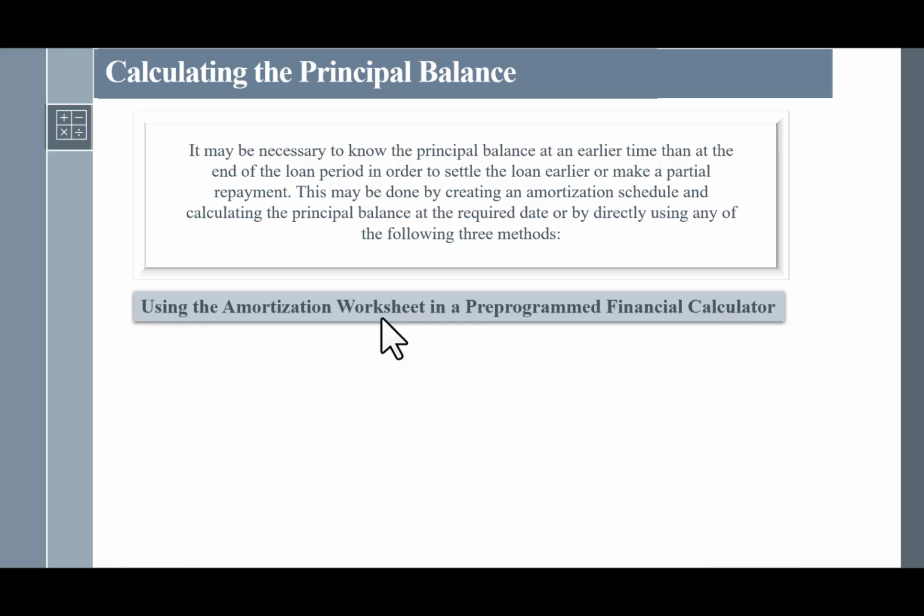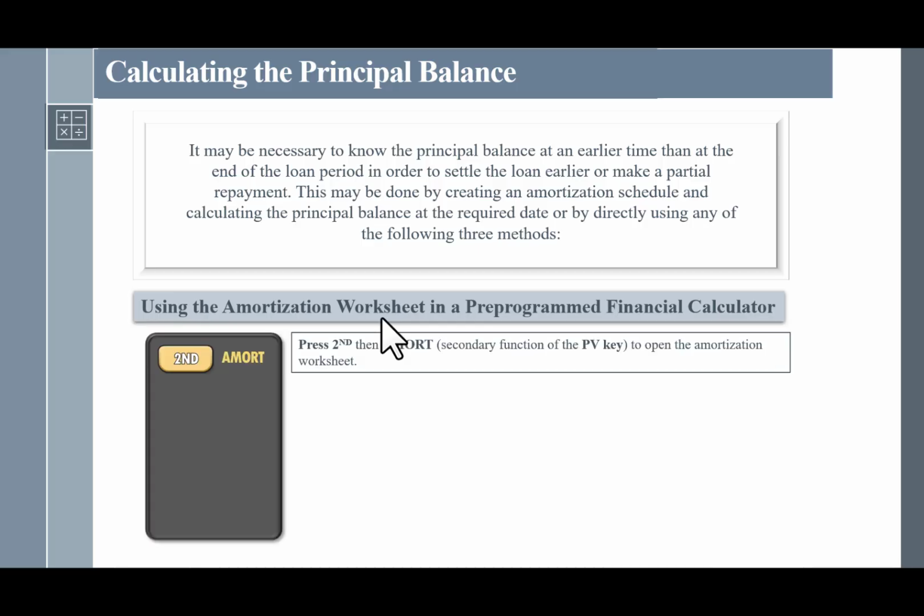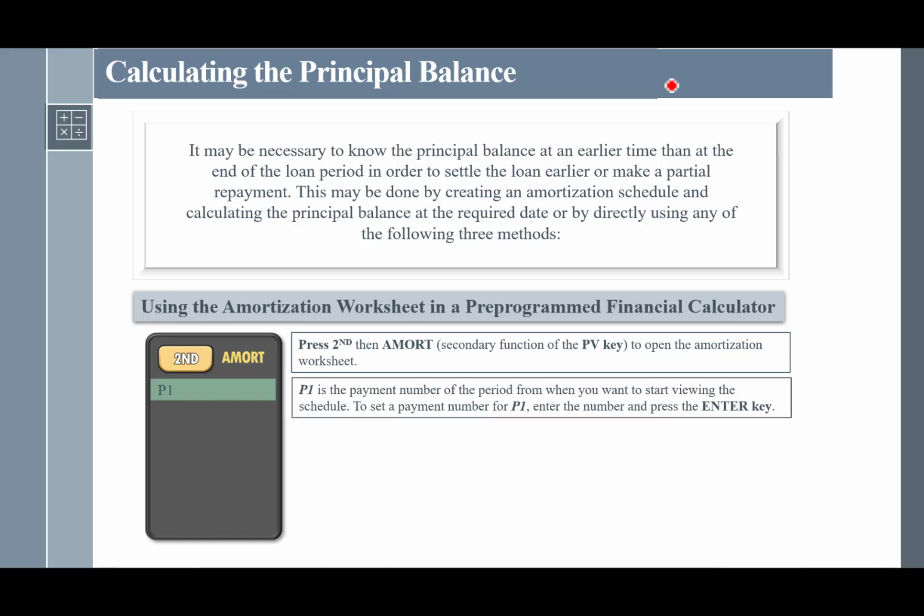How do we use the amortization worksheet instead of all this table and formula? To do that, we're going to press on second amort, which is the one above the present value key, to open this worksheet. It's going to ask us for a couple of things, but keep in mind all of these are done after you've entered the values in the compound interest worksheet. So you have to enter the present value and the future value 0, or whatever the situation would be, looking for the number of payments or looking for the PMT. Then you come to the amortization worksheet.